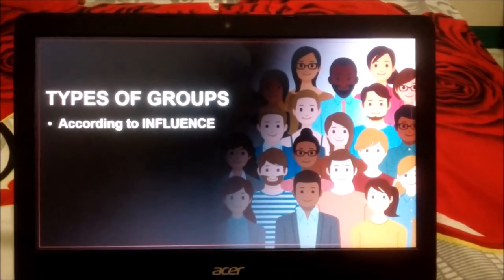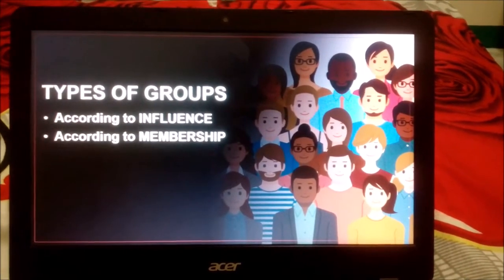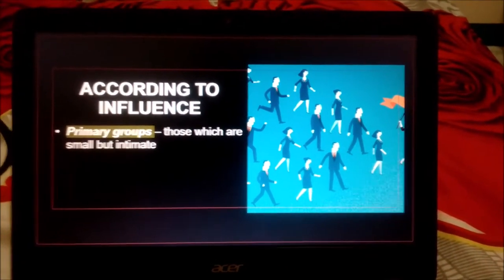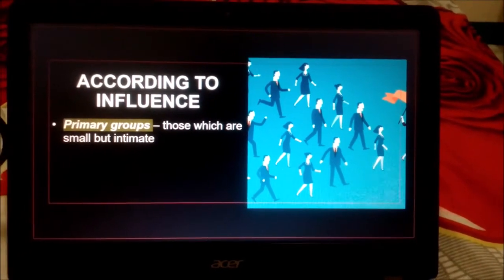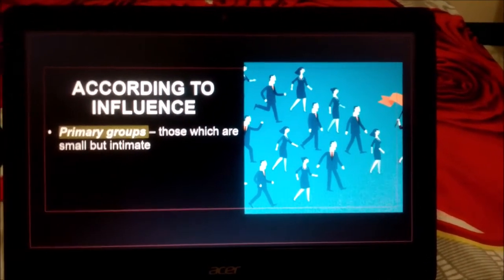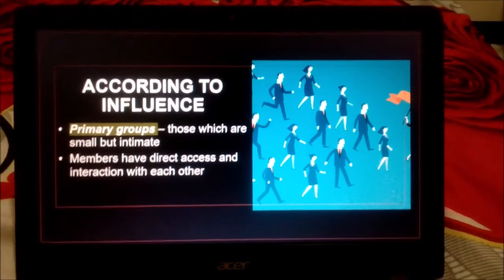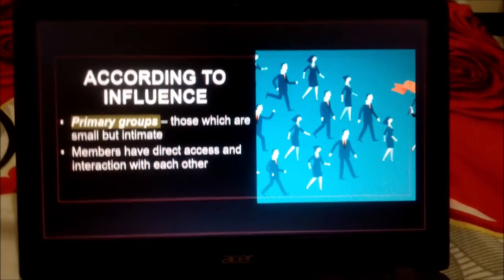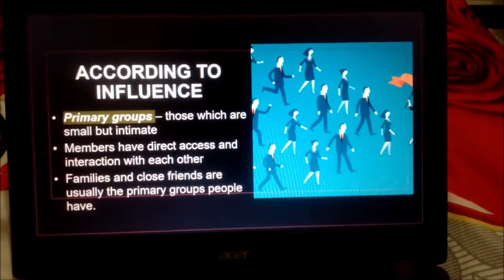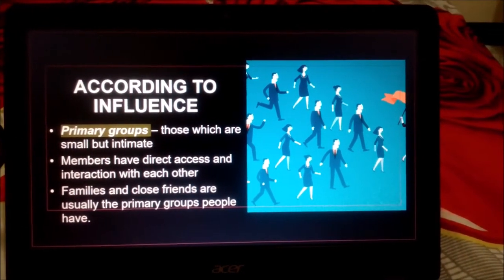So there are 2 types of groups. First one, it is according to influence. Second, it's according to membership. So let's start first according to influence. So when it comes to influence, we have primary groups. Those which are small but intimate, meaning they are very close within each other, they share a relationship with each other. So members have direct access and interaction with each other. Sa sobrang close, primary groups di ba? Primary meaning one, they are premier, they are very close with each other, such as families and close friends. Kaya nga sabi influence, may influence ng family, may influence ng close friends.